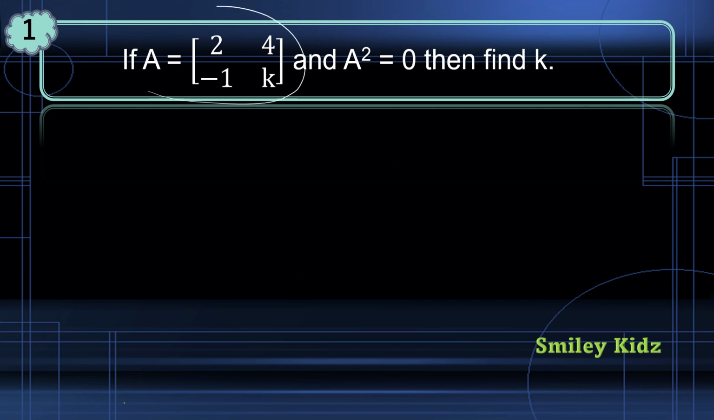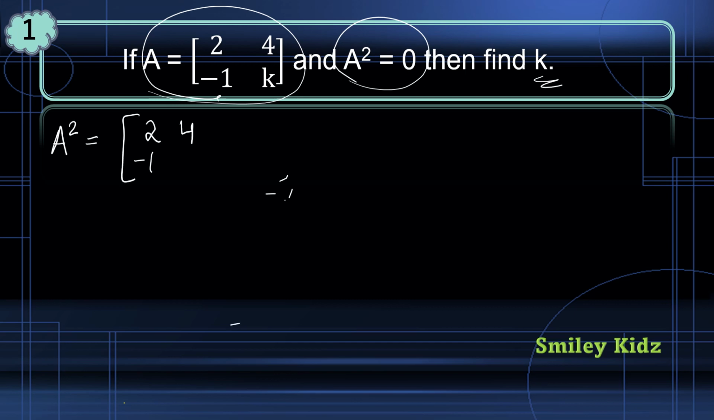Firstly, we are given one matrix, and it's also given that A square is equal to 0, and we are supposed to find out the value of k. Alright, let's perform A square first. That's going to be [2, 4; -1, k] into [2, 4; -1, k]. Why? A square is nothing but A into A, isn't it?